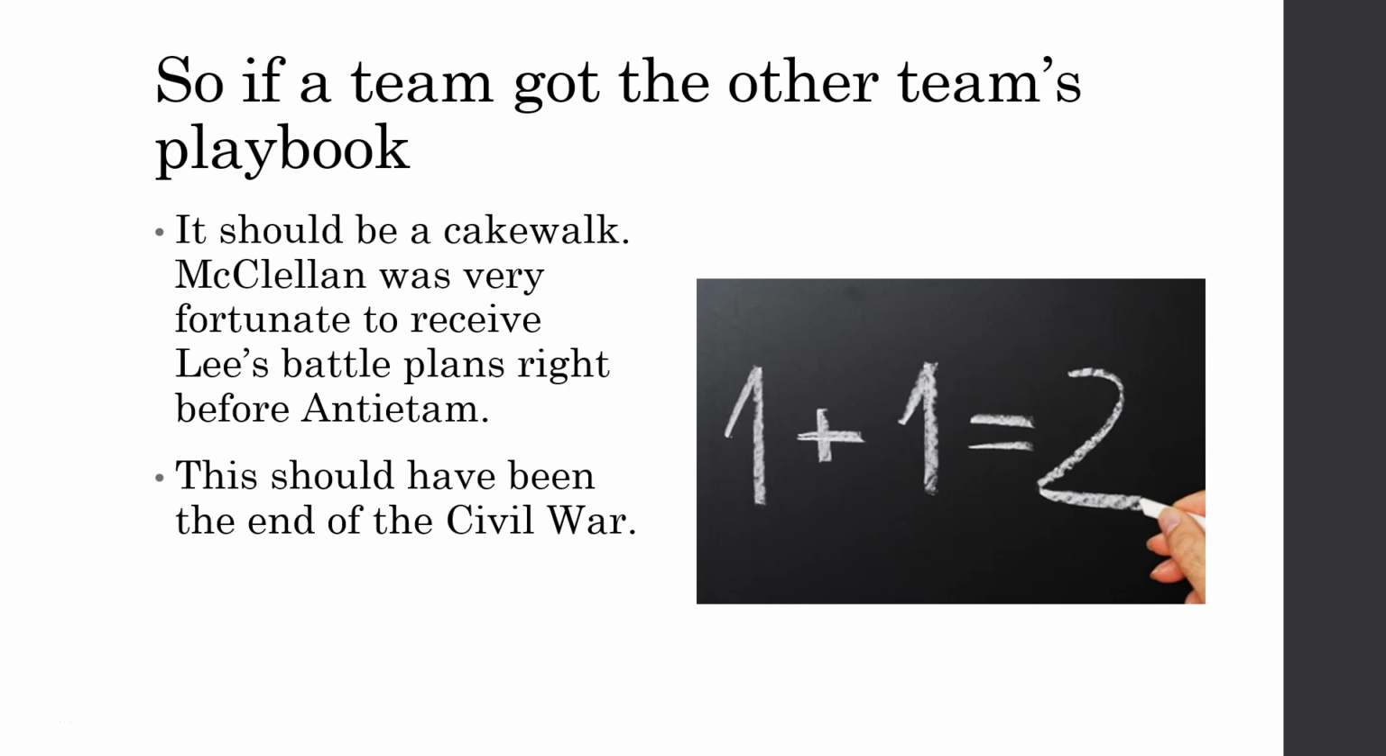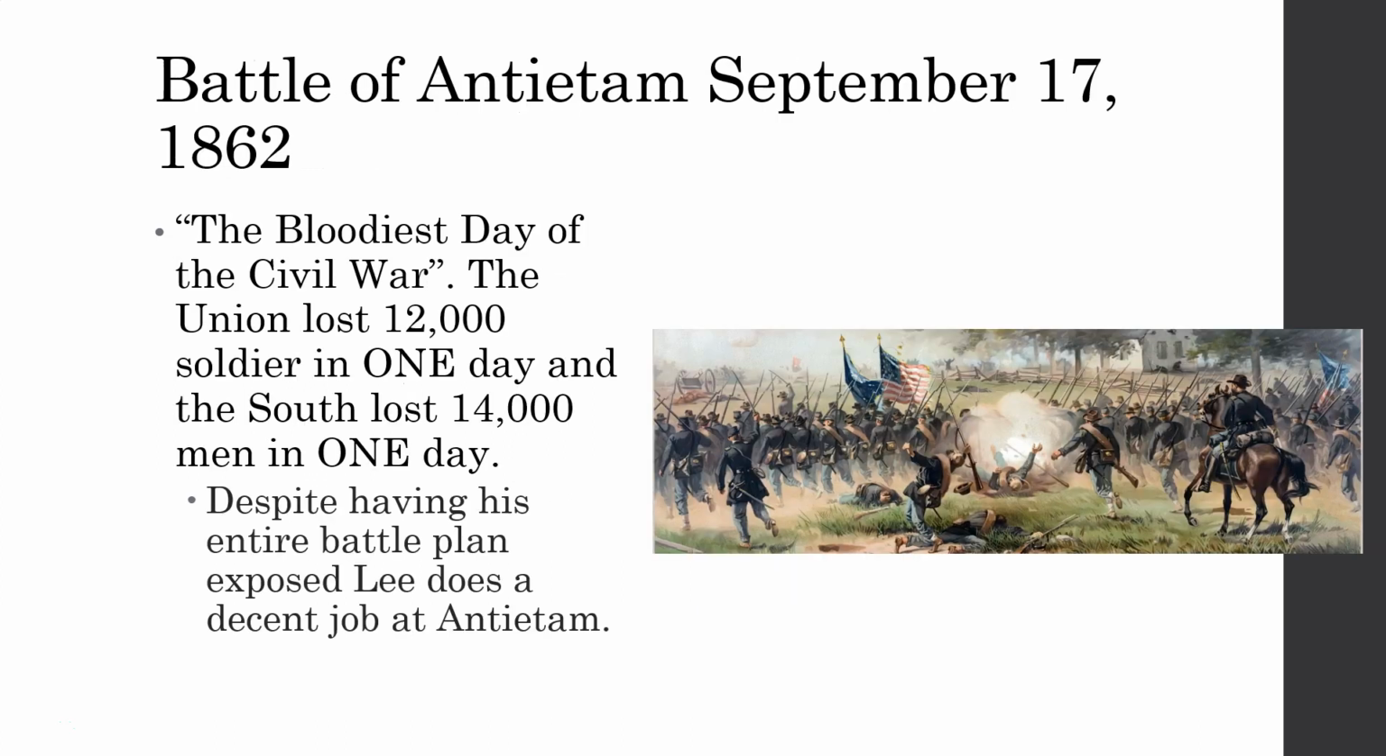Antietam realistically should have been the end of the Civil War, but Robert E. Lee was too good of a general to be defeated like that. And that's where the Battle of Antietam starts, September 17, 1862. It's known as the bloodiest day of the Civil War. The Union lost 12,000 soldiers in one day, and the South lost 14,000 men in one day. I wonder how many people that is, like, per minute are dying on U.S. soil.